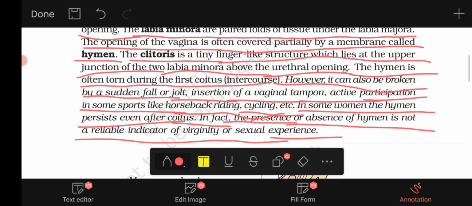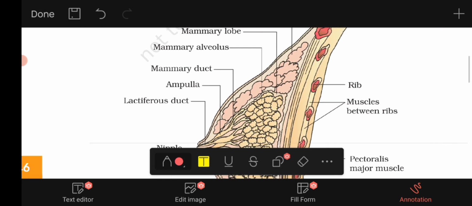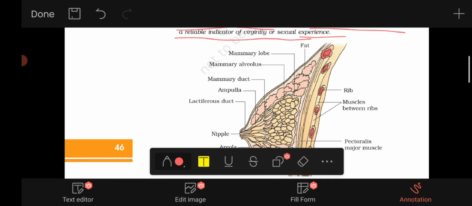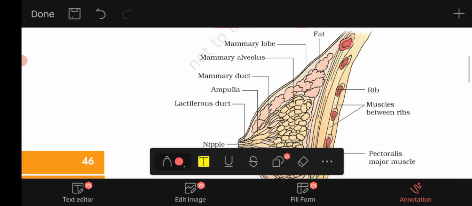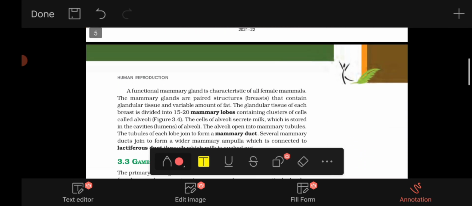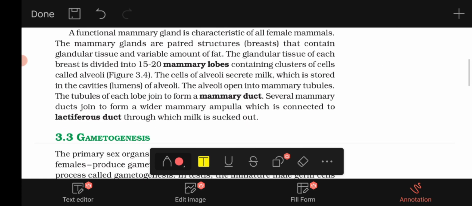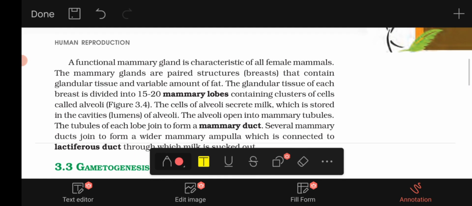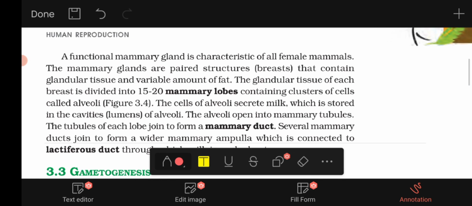So it is not a correct or reliable indicator of sexual experience. Now this is a diagram of the female mammary gland. Okay, so we'll read it in detail and then we'll discuss the diagram. A functional mammary gland is characteristic of all female mammals. The mammary glands are paired structures.